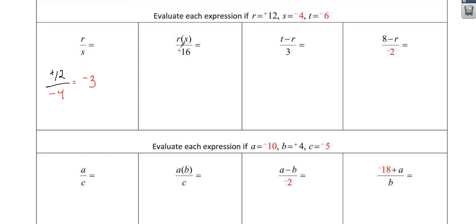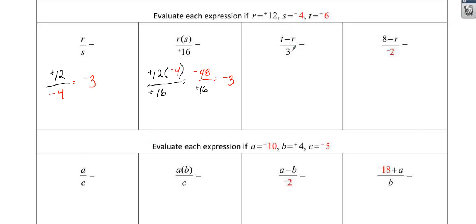R times S divided by positive 16. So my first step is R, which is positive 12, times S, which is -4. All of that divided by positive 16. Well, I know R times S is going to be negative because the signs are different. And 12 times 4 is 48. So we've got 48 divided by positive 16. Signs are different, so I know my answer is negative. 48 divided by 16 is 3.